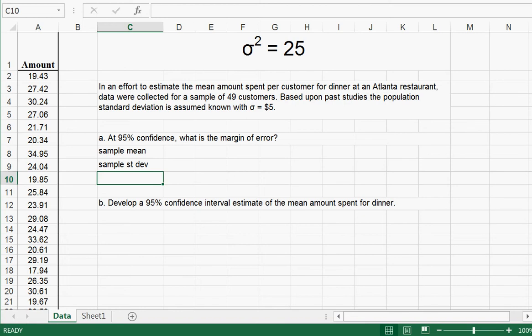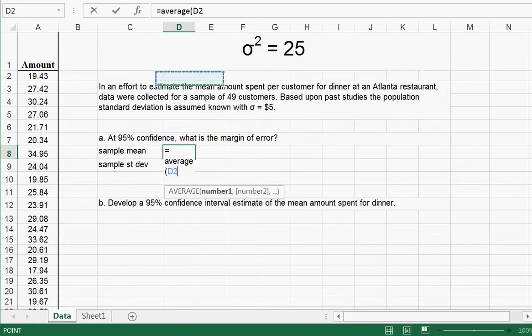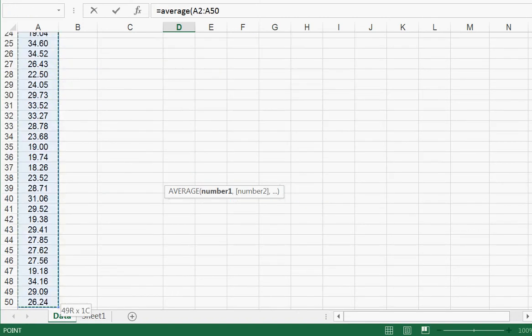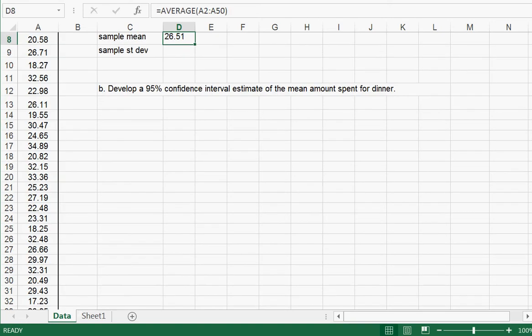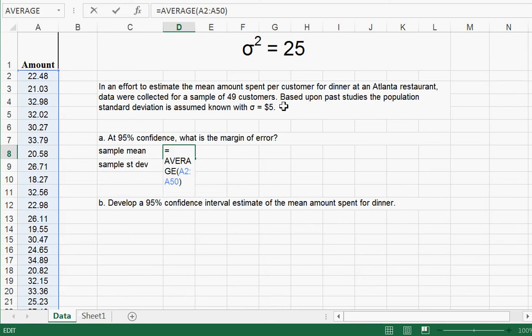So let's continue. Now if I type equals average and then go over here and get the average, I get 26.51. Equals average A2 to A50. That's the X bar.